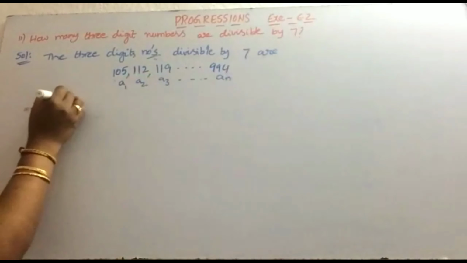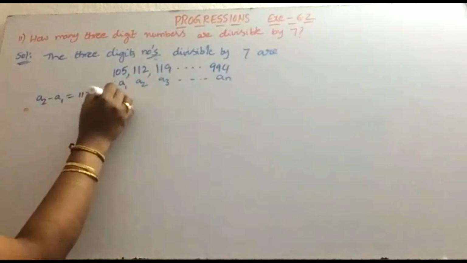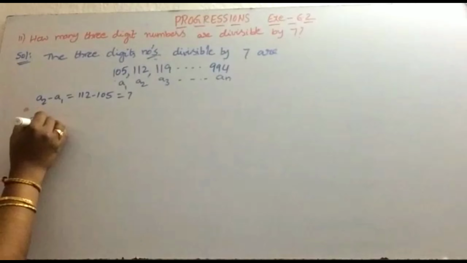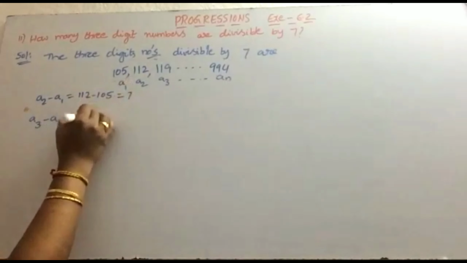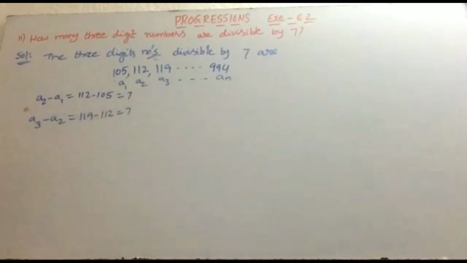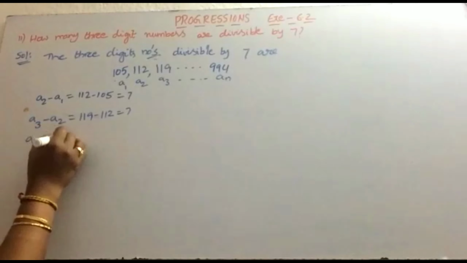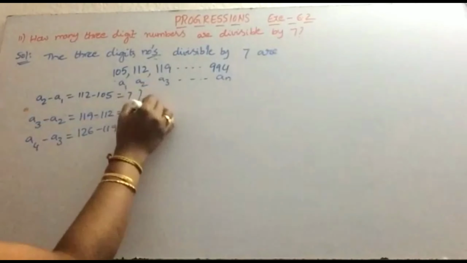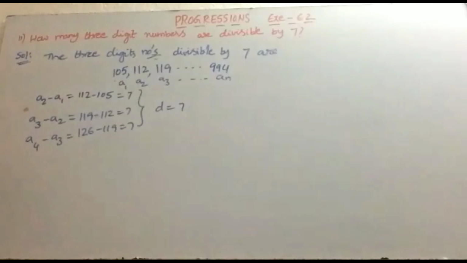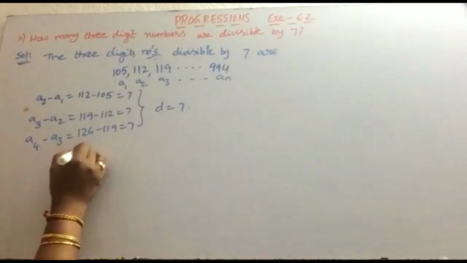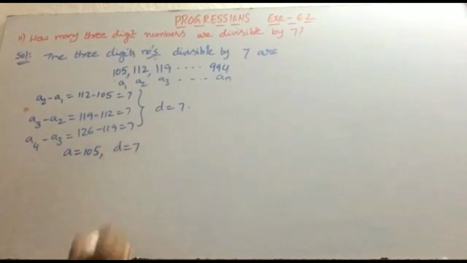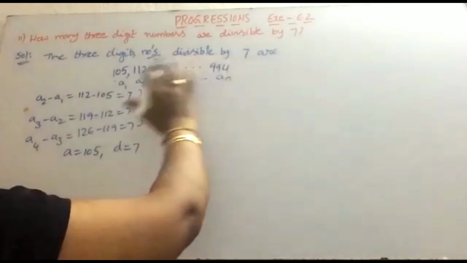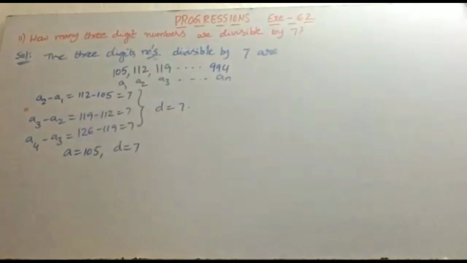A2 minus A1 is 112 minus 105, that is equal to 7. Similarly A3 minus A2 is 119 minus 112, that is equal to 7. And A4 minus A3 is 126 minus 119, that is 7. So the common difference D is equal to 7. Now we will take A equal to 105 and D equal to 7, and find how many terms there are between 105 and 994.